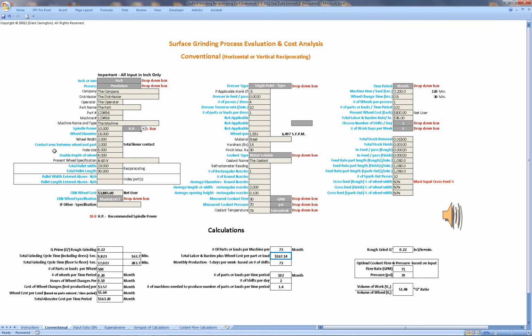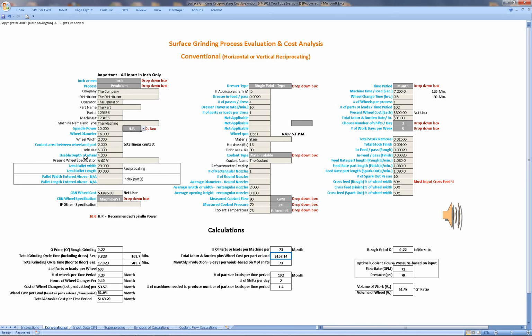The next important is the contact area between the wheel and the part. In this case, it's a straight 2-inch wheel. But if we were doing, say, an index part with a form, and we were indexing around and we had a 2-inch wide wheel, but if you stretched out the contact, it might be 2.5 inches. It's critical to have that linear contact input for all kinds of calculations as we proceed.